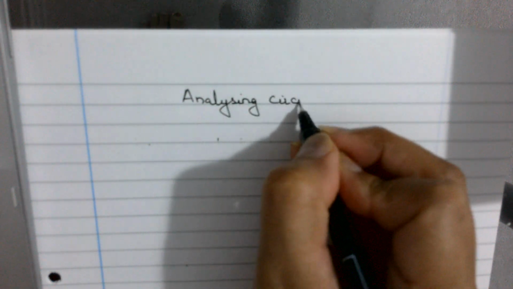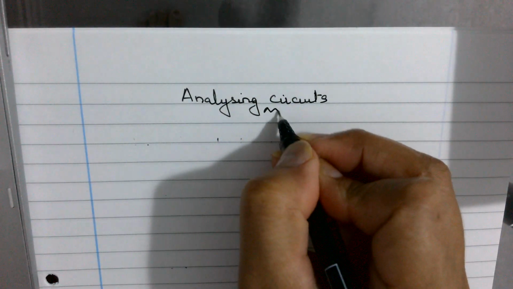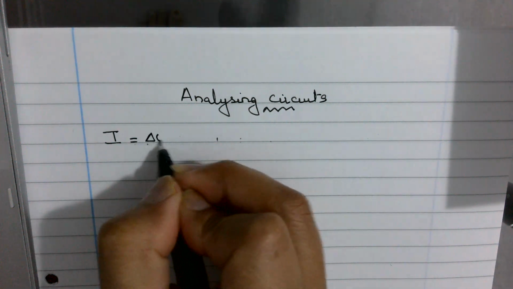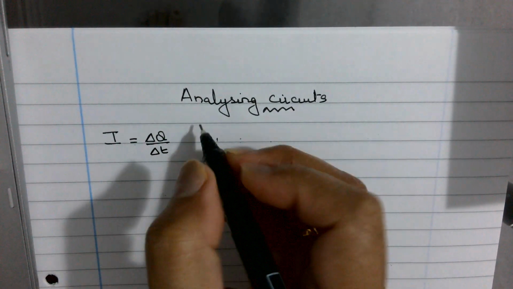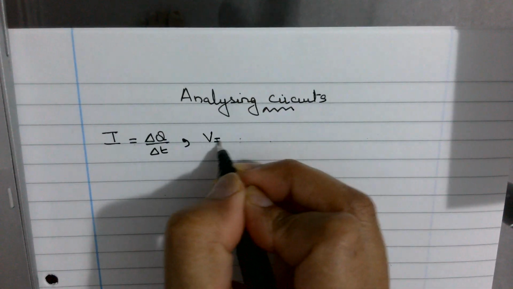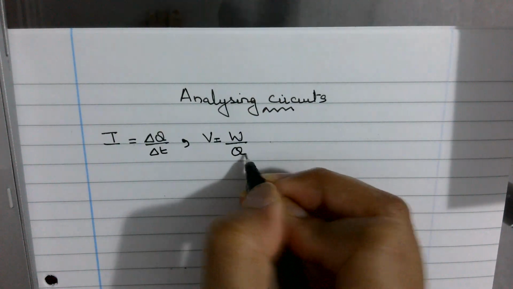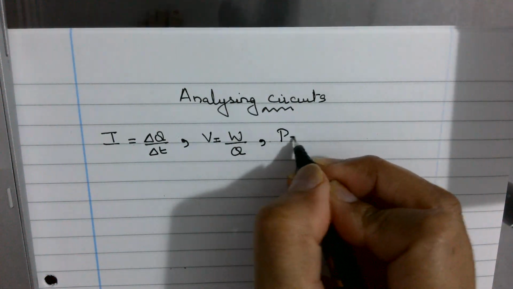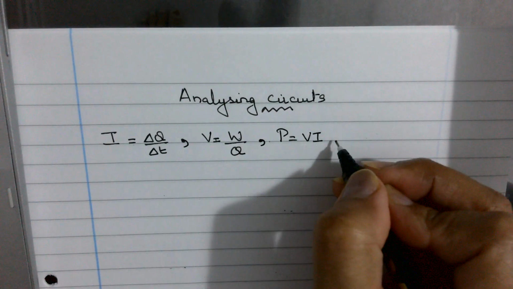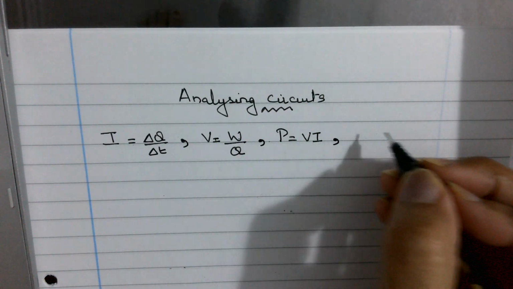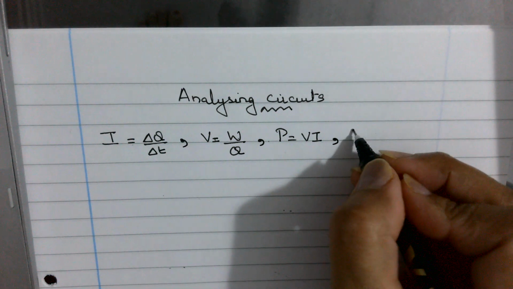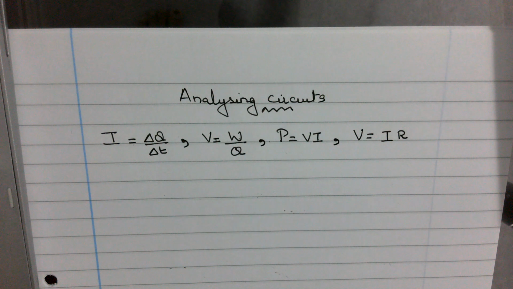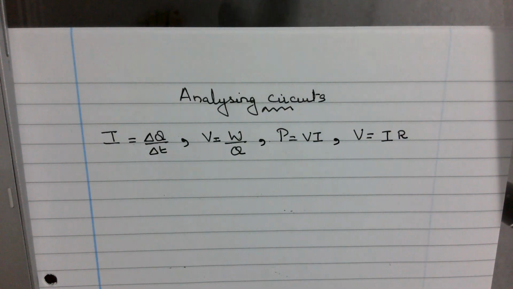In this topic, the key equations that we need are: current is equal to delta Q over delta T. Then potential difference is equal to work done over charge, or energy over charge. Power equals V times I, potential difference times current, and then we have our all-time favorite, V equals IR. These are the key equations that we are going to use throughout.